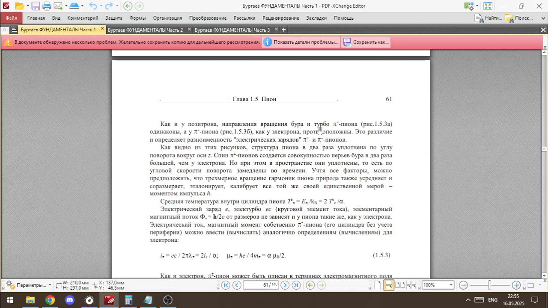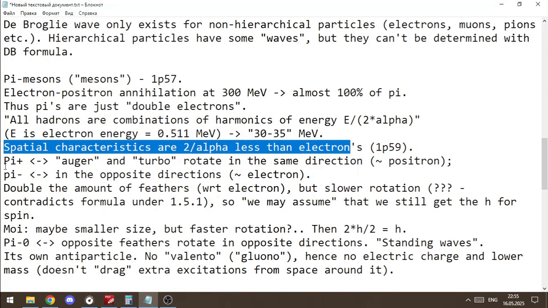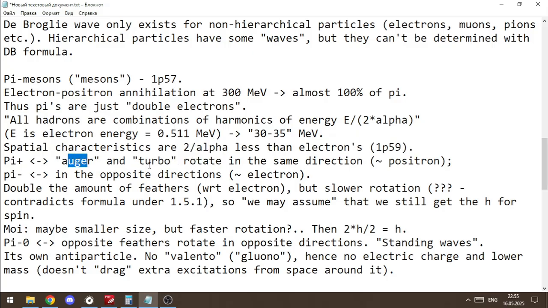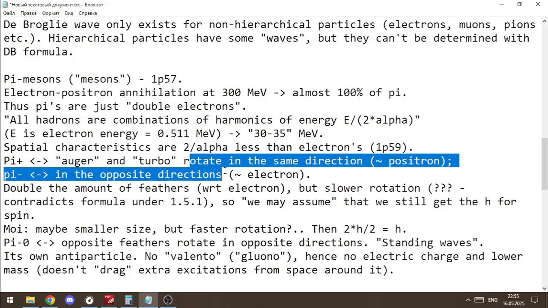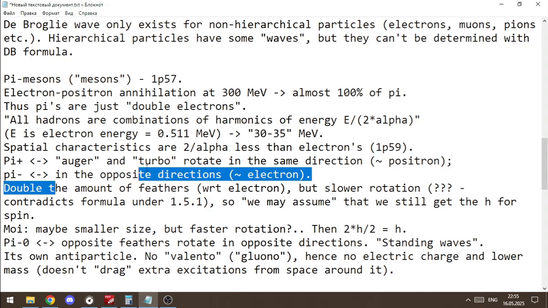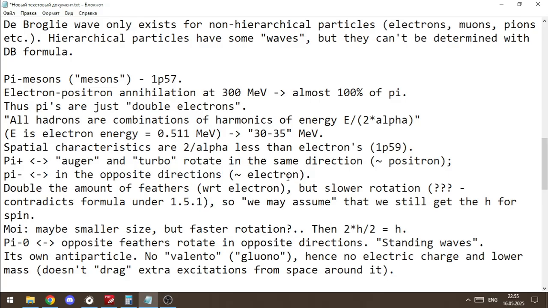So just like in positron, maybe I've actually written it here. In pi plus, the auger and turbo, so that would be the transverse, I think turbo is transverse. The longitudinal and transverse oscillations, sub-oscillations if you wish, rotate in the same direction around the z-axis, and it's kind of the analog of the positron, so that's how you get a plus sign of the charge, right? And in pi minus, they rotate in the opposite direction, kind of like in an electron, except in electron you only have 2 feathers of both auger and turbo, and for pion you have 4, right?